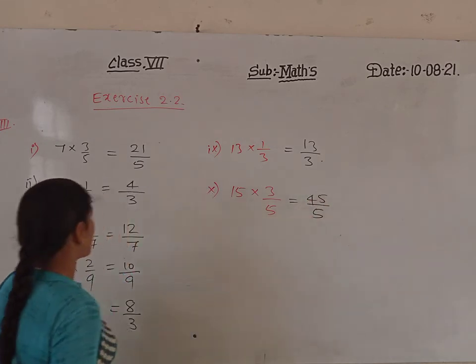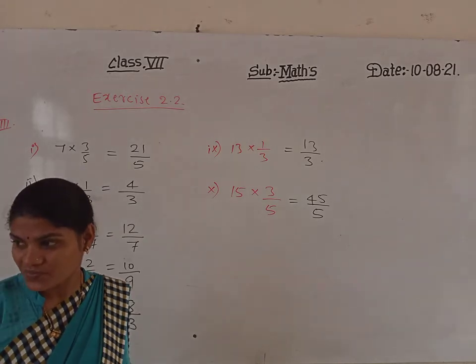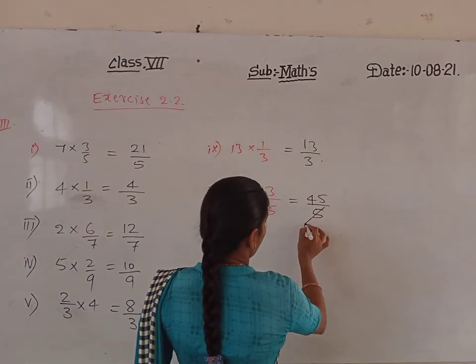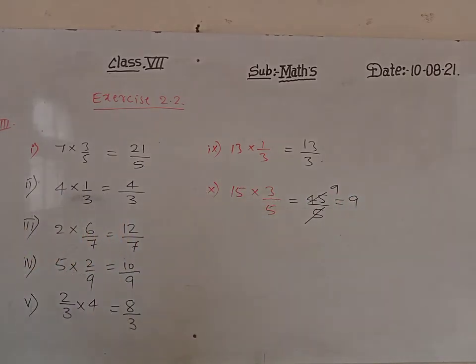And one more question he has given. You have to keep it in the simplest form. Yes, you can. 5 1s are 5, 5 9s are 45. So this answer is what? In the simplest form, this answer is 9.